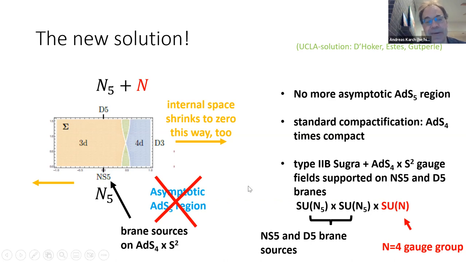And the geometry looks very similar. I have the same picture as before, so I can easily highlight the differences. Before we had this asymptotic AdS5 region; this time the geometry caps off in that direction too. So the geometry caps off at both ends. There's some sort of finite bubble in the middle, but the geometry shrinks to zero size, both to the right and to the left. We remove this asymptotic AdS5 region, no longer BCFT.